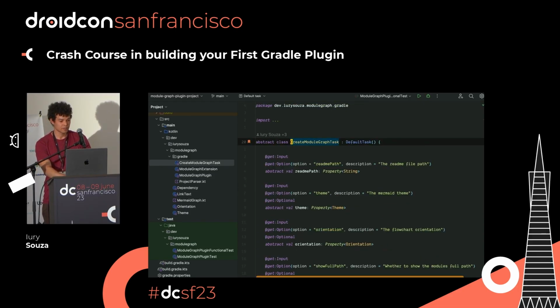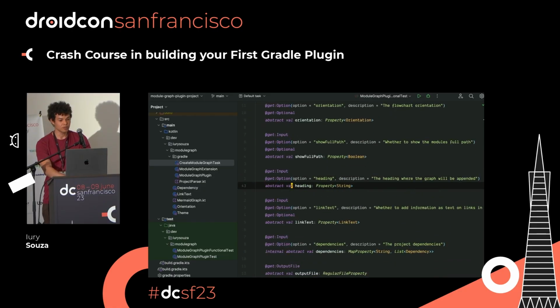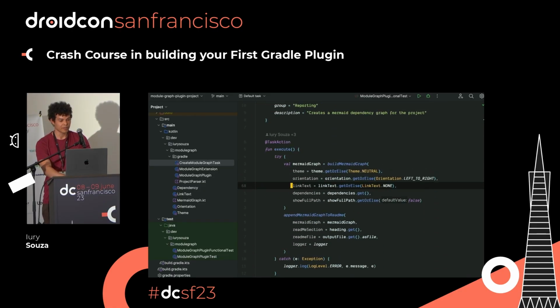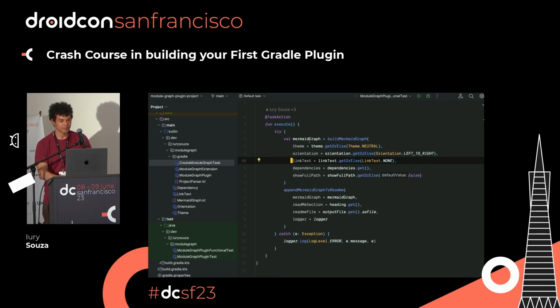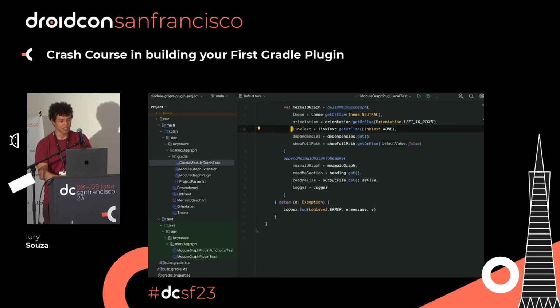And this is the task. So a bunch of configurations too. And here we have the method, so the execution part. So just run my logic here, log any exception, right? So this is the task, the extension, and the plugin.